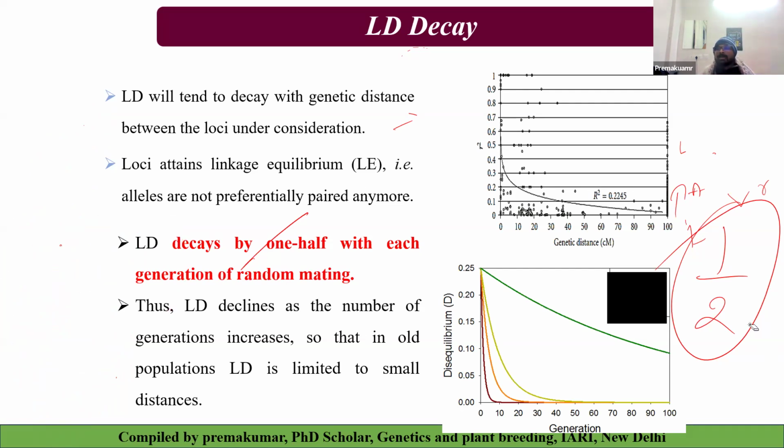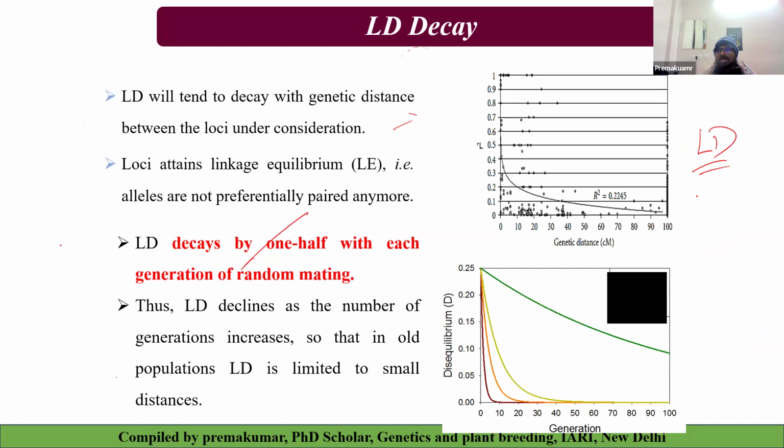Even if they give a number of generations, for example, in generation 1 there will be some LD value, after 3 generations of random union, what will be the LD? So many questions like this we are going to ask. You should be ready to answer them. Okay, this is what LD and LDDK are.